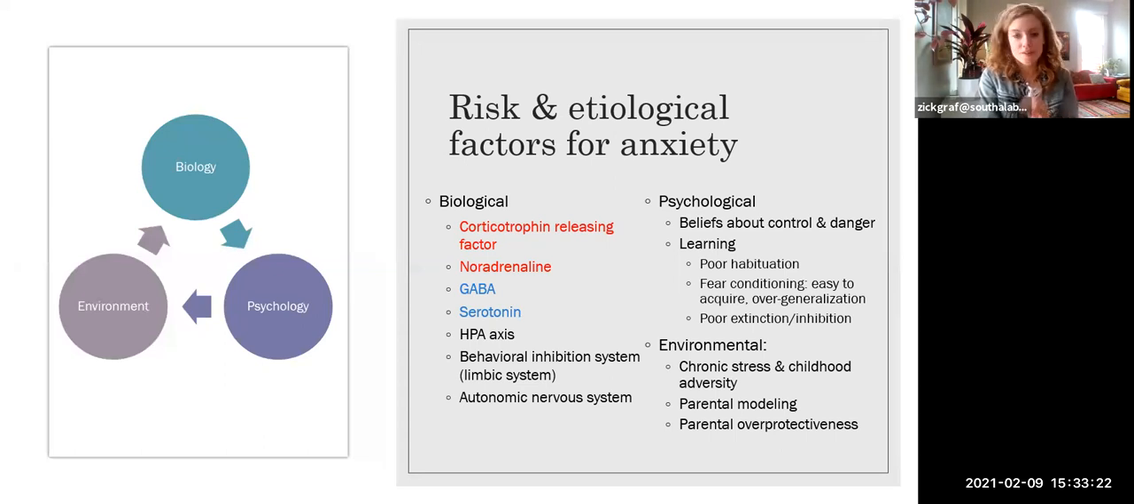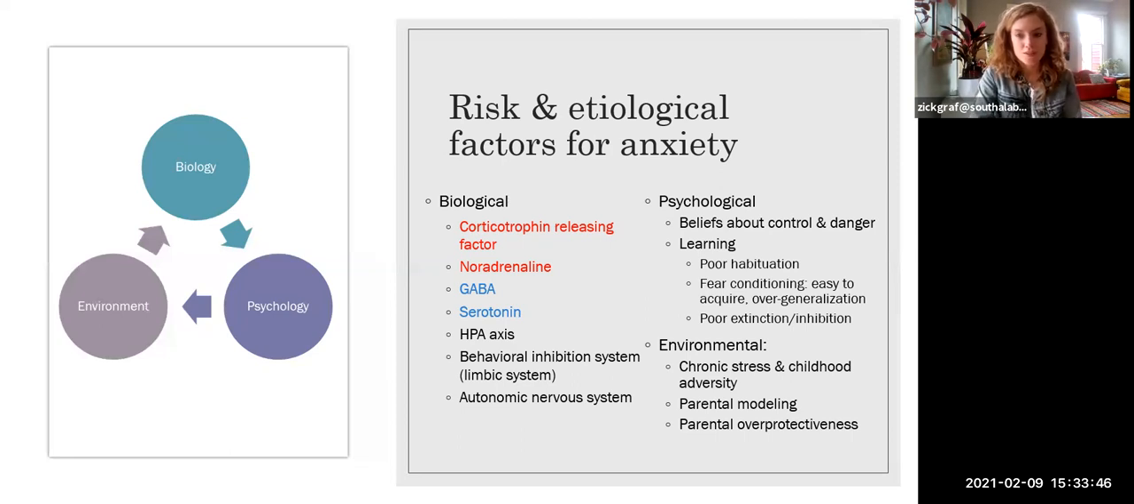The systems that we are going to talk about are the HPA axis and the behavioral inhibition system. The HPA axis is one arm of the autonomic nervous system, the sympathetic branch, that helps to regulate and control our body's response to stress. The behavioral inhibition system is a network of brain regions centered on the limbic system, so within the central nervous system.